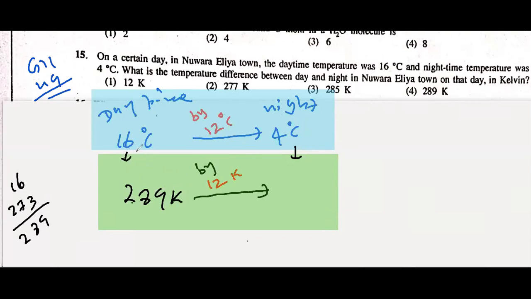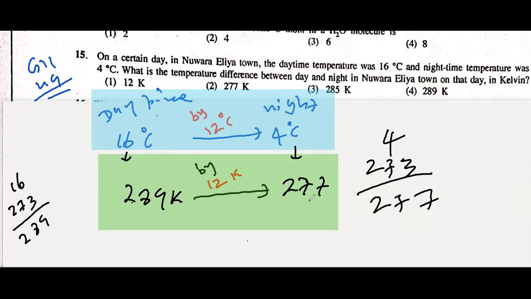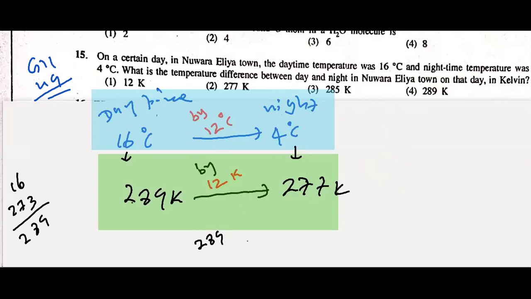If you convert 16 Celsius into Kelvin, then 4 also you convert into Kelvin. How? 4 plus 273, then you get 277. Now subtract and check whether you are getting 12 or not. How to find the difference now? In Kelvin temperature, check the difference. 289 minus 277. What answer do you get? 12, right? 12.